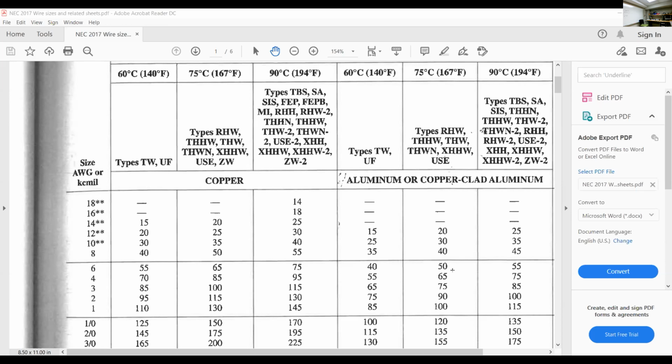There's a limit. Let's say, for instance, you would use a THHN wire. Now, that THHN wire is rated for 194 Fahrenheit. It's rated for that, no more than that. If you go above it, it's probably going to melt the insulation down. Now, so the THHN, and it's a 50 amp circuit.